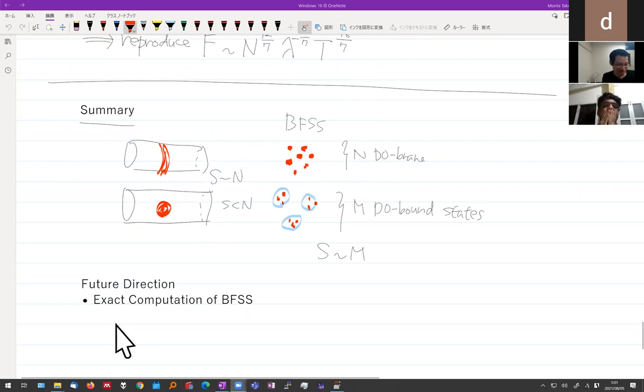The future direction is very challenging, but if we can do some exact computation of BFSS theory, like the SYK model, and explain this kind of phase transition, that would be very interesting. Okay, thank you very much.